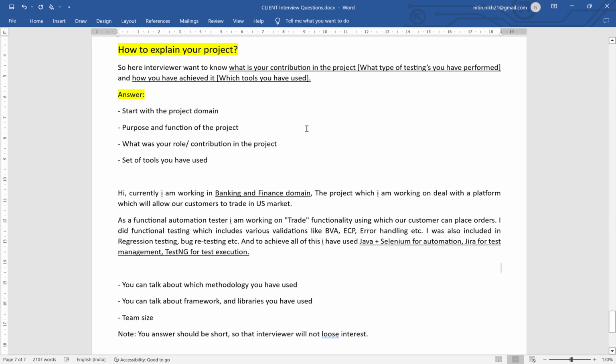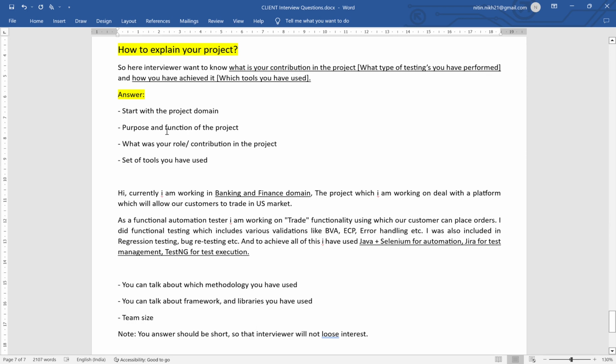Whenever you get this question, can you talk about your project or can you brief about your project, here the interviewer wants to know what your contribution in the project is, which means what type of testings you have performed to improve that particular application and how you have achieved it, so which set of tools you have used. While answering this question, we need to focus on some points.